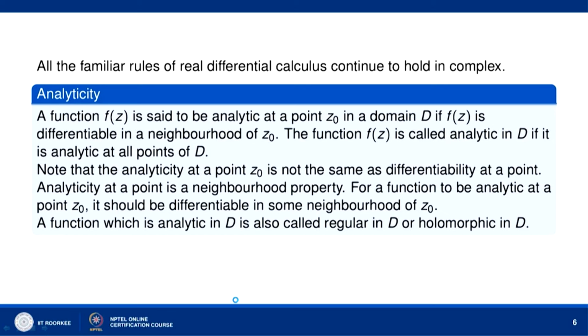Now, you can note here that the analyticity of a complex function at a point z naught is not the same as the differentiability at a point. Analyticity at a point is a neighborhood property. For the function to be analytic at a point z equal to z naught, the function has to be differentiable in a neighborhood of z naught. So, that is the difference. A function which is analytic in D is also called regular in D or holomorphic in D.